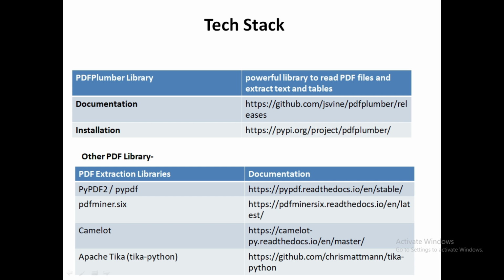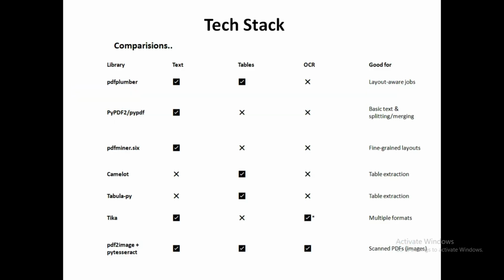Also, just for your understanding, I have given a comparison list. I gave the list of libraries and mentioned which one is good for text extraction, which one is good for table extraction, and OCR. OCR we will be covering in later videos, where we'll see how we can extract information from images. I also defined which one is good for which type of work. So you can go into this table and easily leverage it to see which library better suits your application.